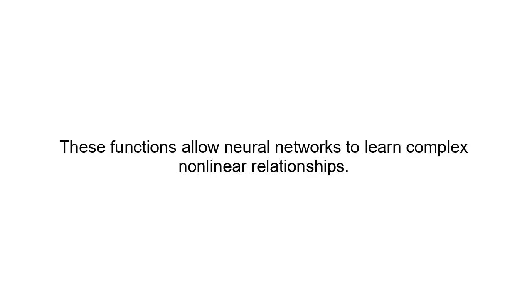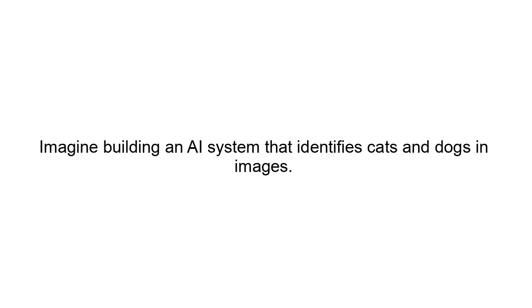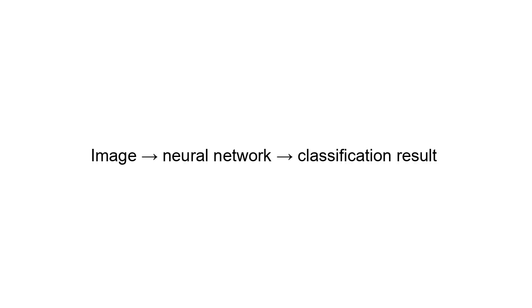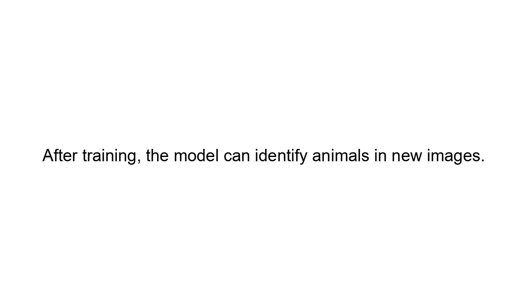Simple example of neural network use. Imagine building an AI system that identifies cats and dogs in images. Example concept: image, neural network, classification result. The neural network learns patterns such as shapes, textures, edges. After training, the model can identify animals in new images.